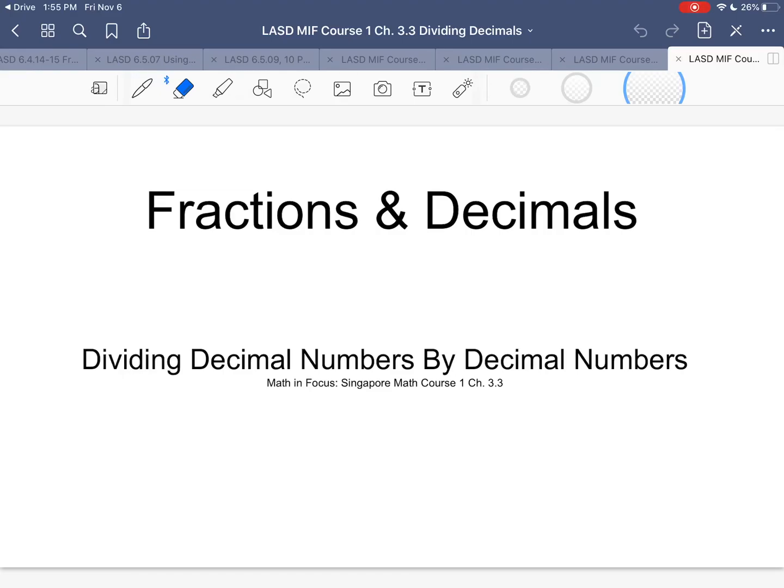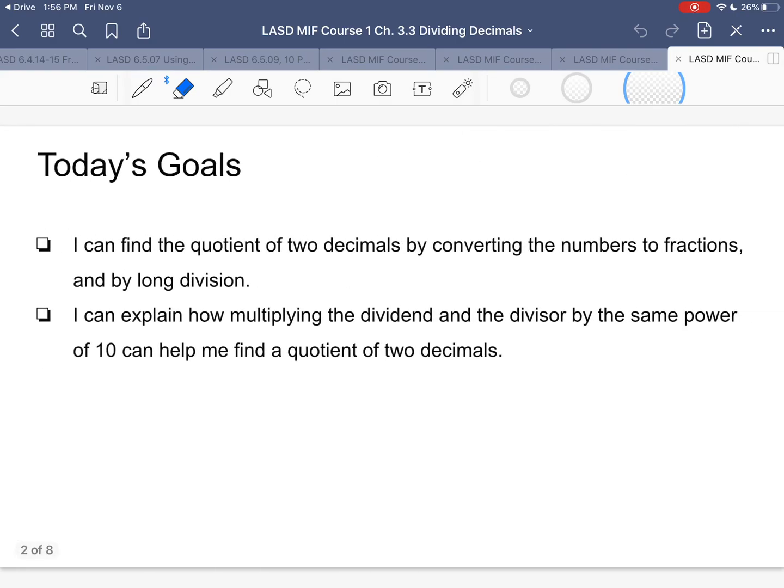Welcome back to the unit on fractions and decimals. Today's lesson is about dividing decimal numbers by decimal numbers. The goals of today's lesson are that you can find the quotient of two decimals, which means you can divide a decimal number by a decimal by converting the numbers to fractions and also by long division.